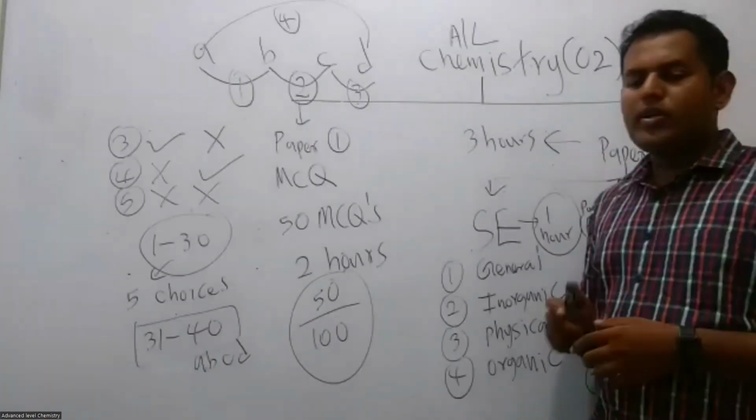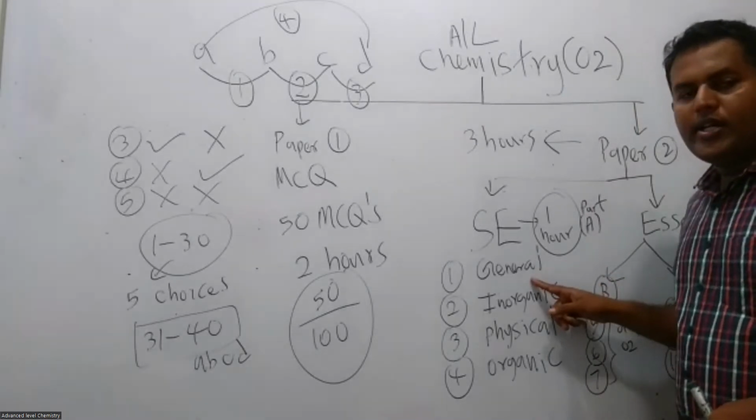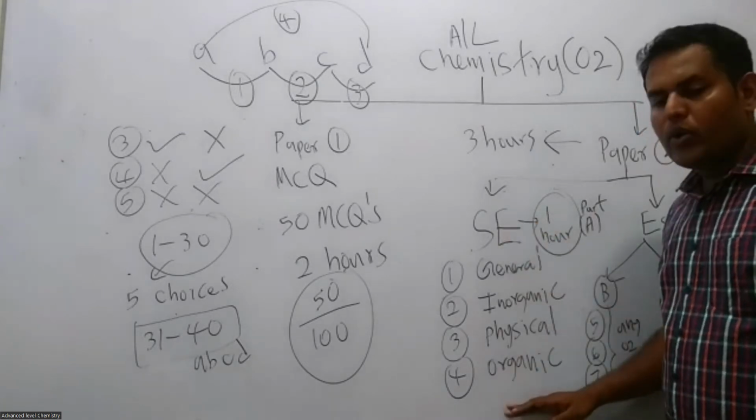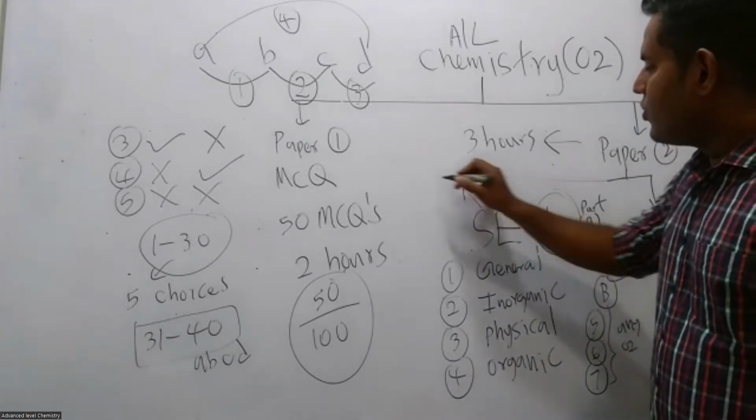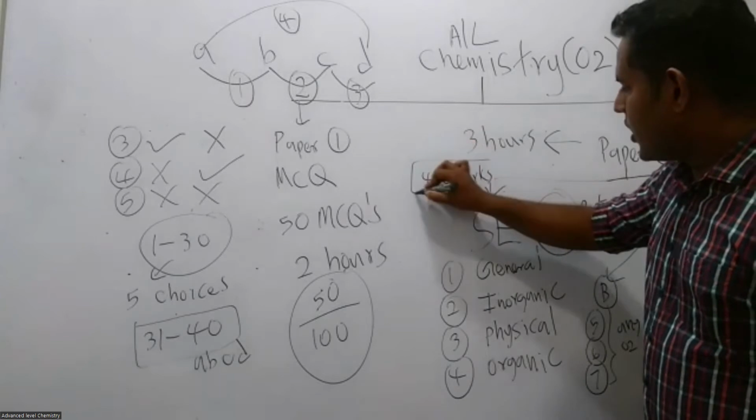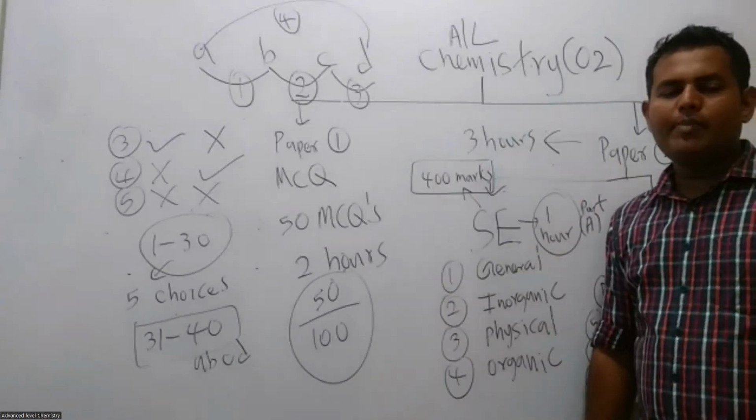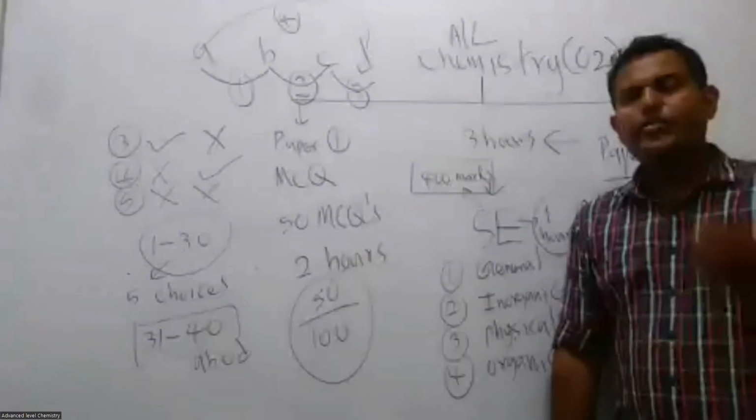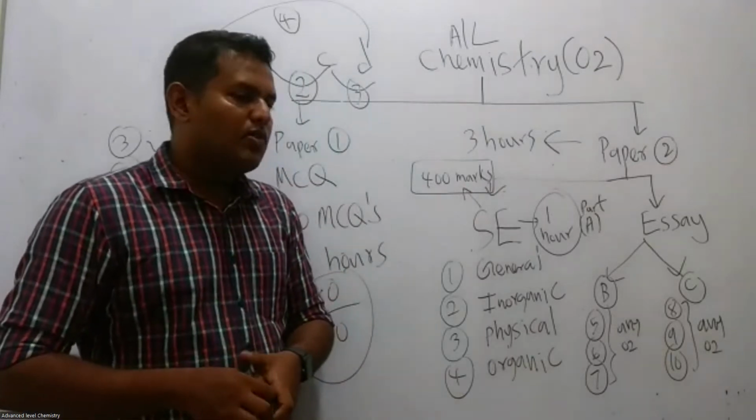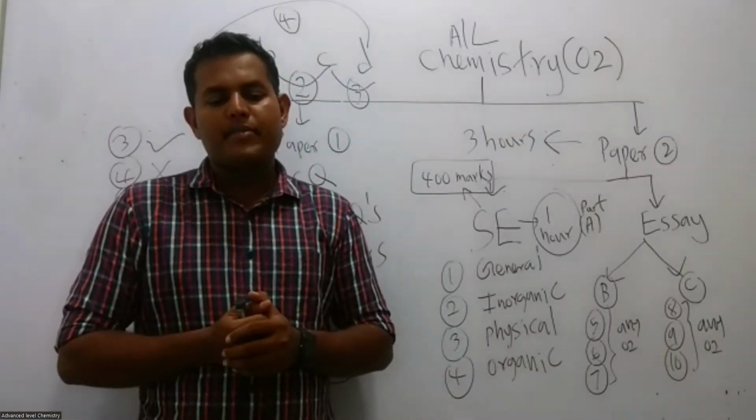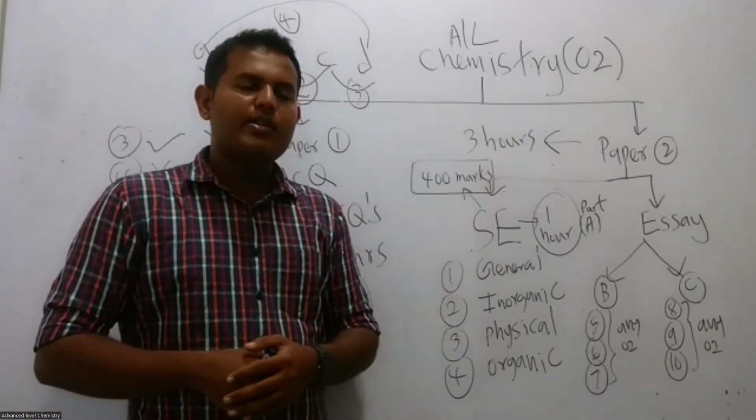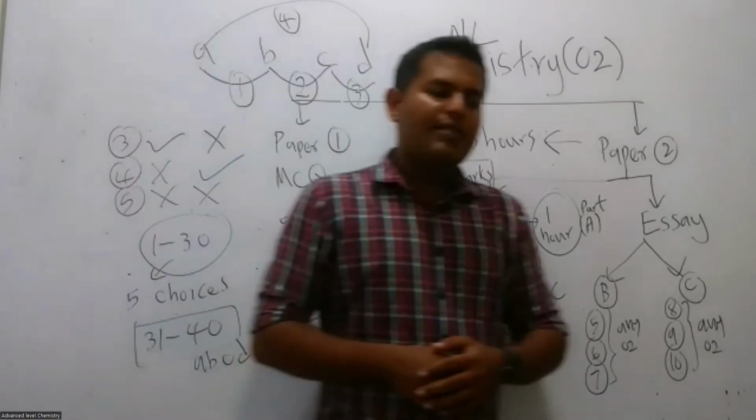So how many marks do you get for one structured essay question? One structured essay question gets 100 marks. 100 into 4 for the structured paper, you get 400 marks. And for the essay paper, you get 600 marks. For one essay question, how many marks? Yes, it's 150 marks, because you have to do only 4 questions. 600 divided by 4 is 150.